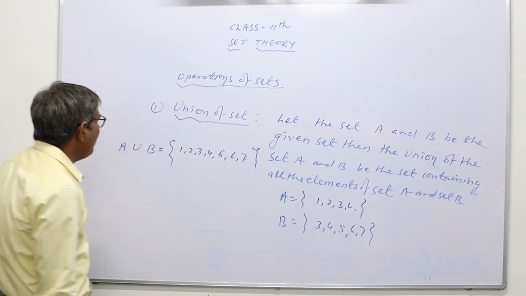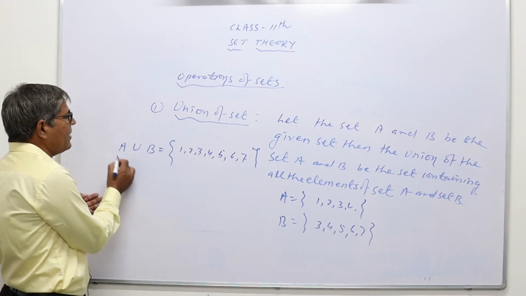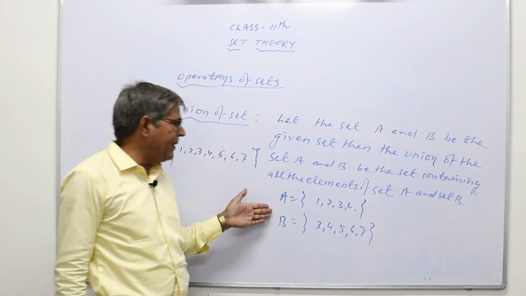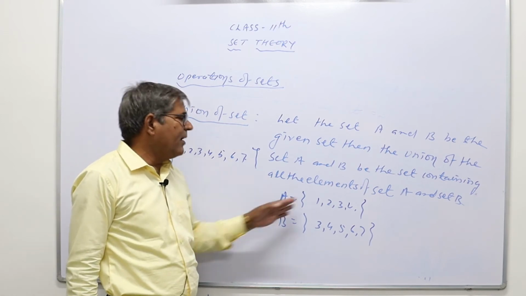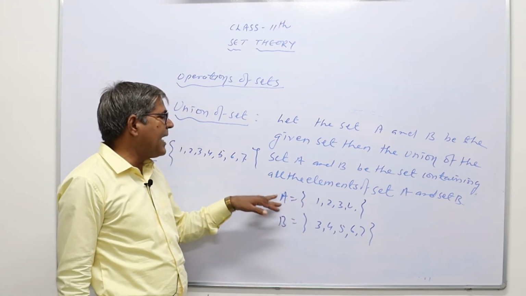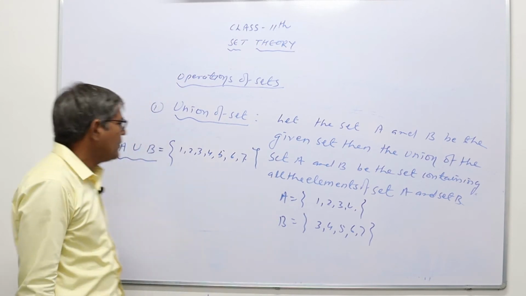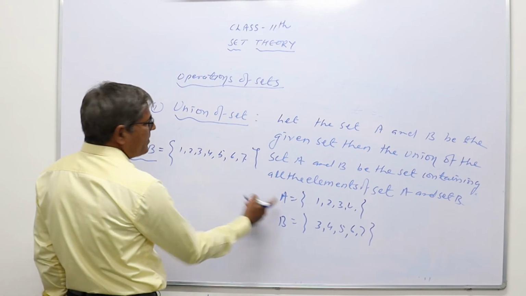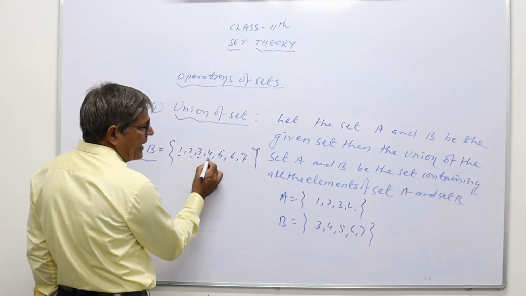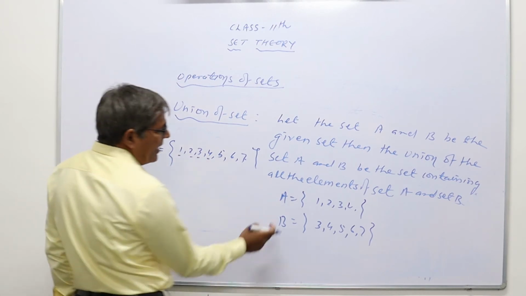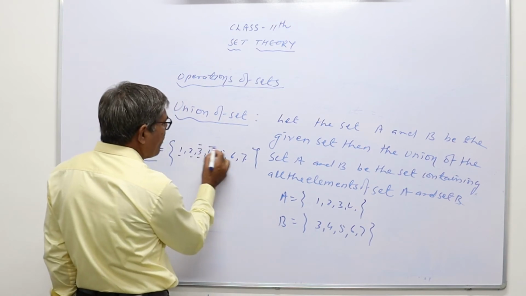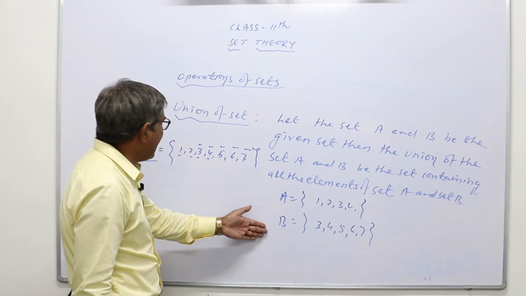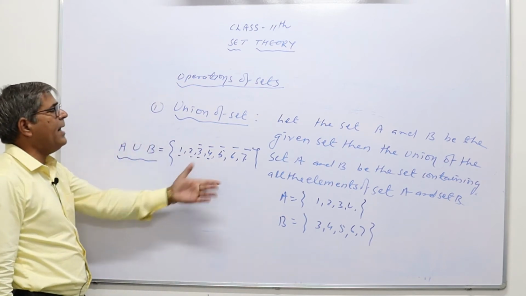So the union of sets A and B is A union B, and it will contain all the elements of sets A and B, whether the elements are of A or B. Observe here, the elements of set A are 1, 2, 3 and 4, and the elements of set B are 3, 4, 5, 6 and 7. So the union of sets A and B will be equal to this one.